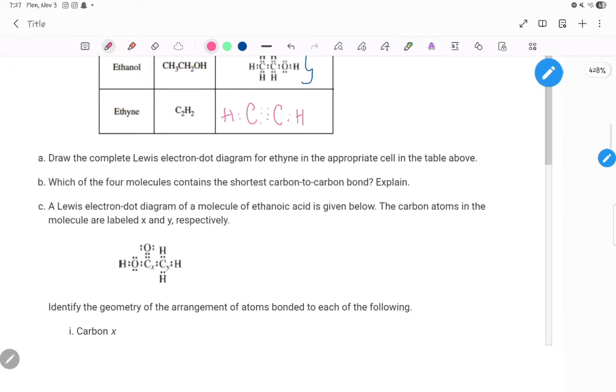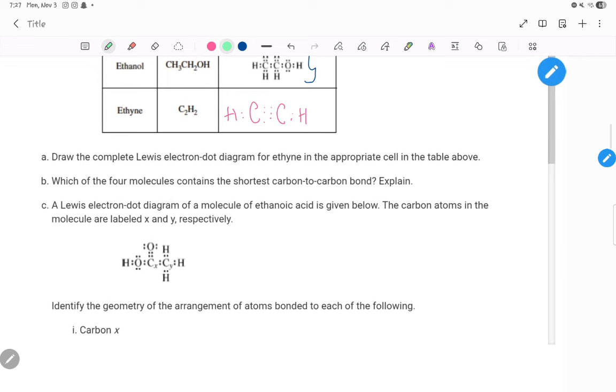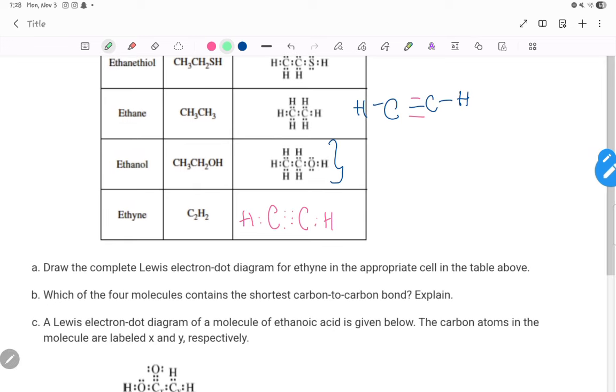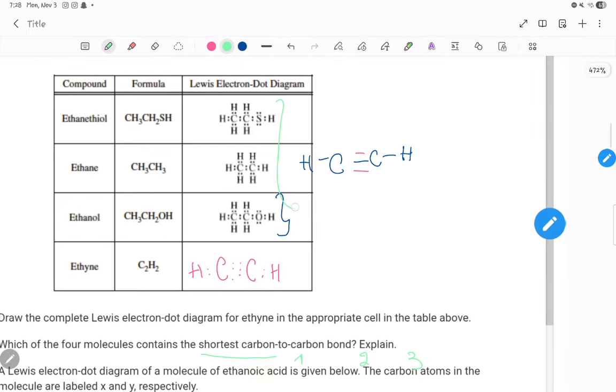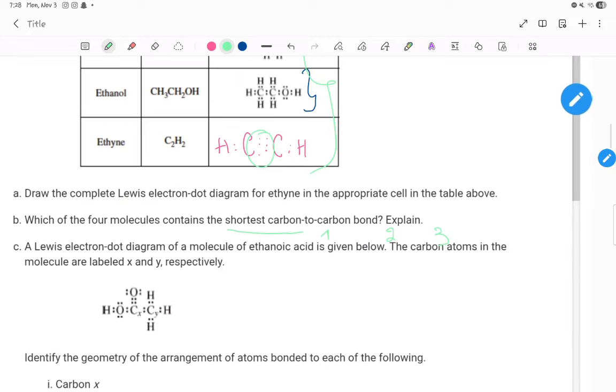What does it say? It says, which of the 4 molecules contains the shortest carbon-to-carbon bond? Now, usually the shortest bonds are the ones that have the highest order number. So 1 has the longest bond, then 2 has a shorter bond, then 3 has the shortest bond. So out of all of them, you need to look for the one with the highest bond order. In this case, it's going to be ethyne. If they asked you to explain, they did ask us, you will say ethyne because it has a triple bond.